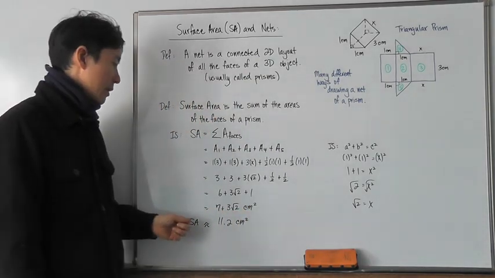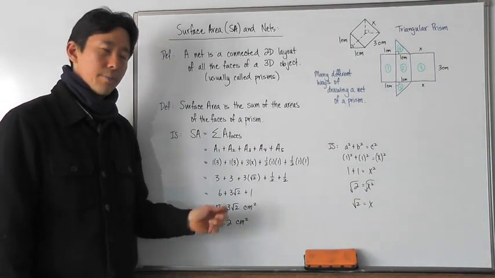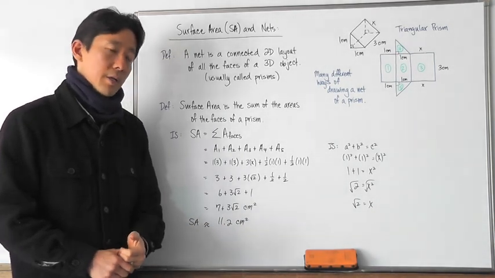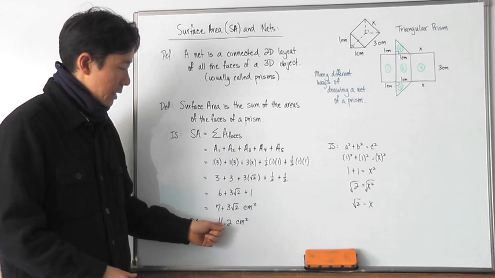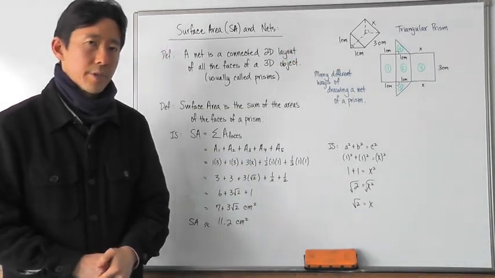And if we wanted to find the approximate value for that, just substitute that into our calculator, and come up with 11.2 square centimeters. So the surface area is approximately 11.2 square centimeters of this particular triangular prism.